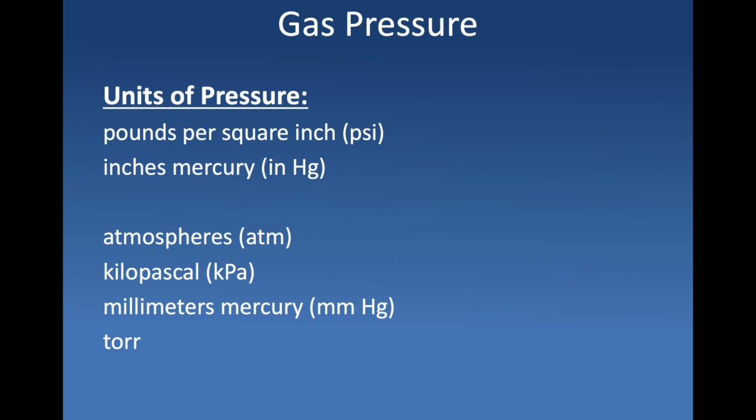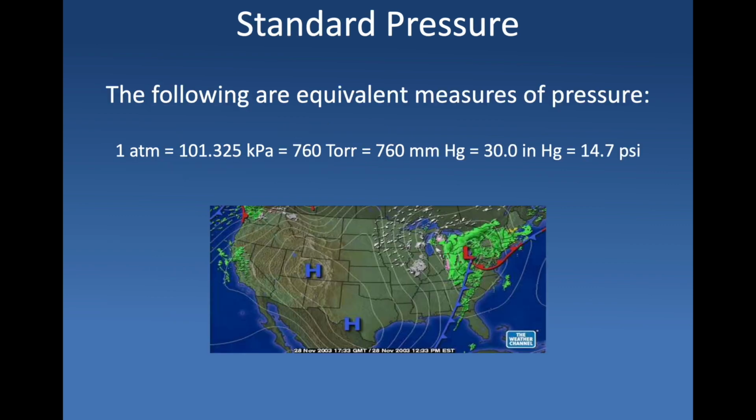So one thing that's going to be important is being able to convert between them. Here are our pressure equivalencies. 1 atmosphere is equal to 101.325 kilopascals, or 760 torr, or 760 millimeters mercury, or 30.0 inches mercury, or 14.7 psi. Now, these conversion factors will be given to you on the test, so you don't necessarily have to memorize them. Now let's work through an example where we're going to do some basic unit conversions using dimensional analysis.